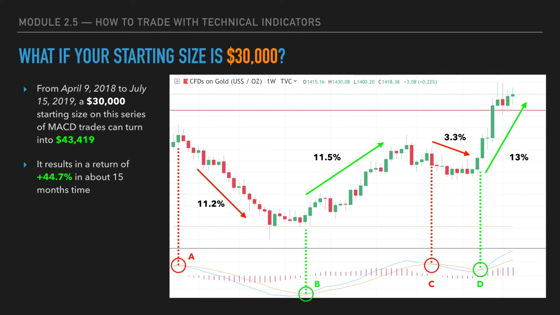Pretty good. Especially, I'm going to compare with the buy and hold strategy. So here's an interesting comparison. If you buy gold on April 9th, exactly the same entry day that we had, you don't buy and sell, you just hold it until July 15th, 2019, your return will be only 6.6%. So this is the power of using MACD and taking advantage of those short-term uptrend and downtrend in the market.